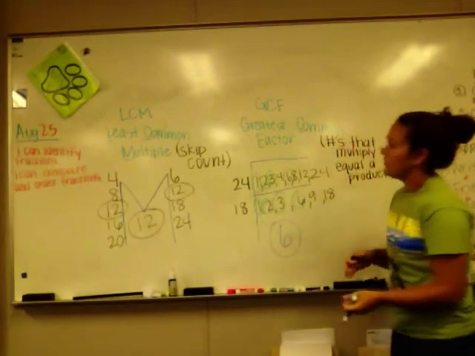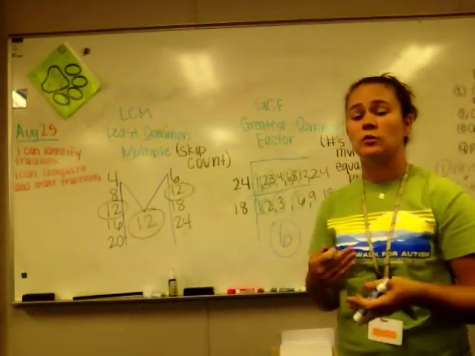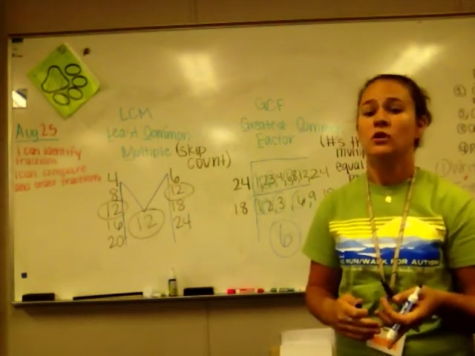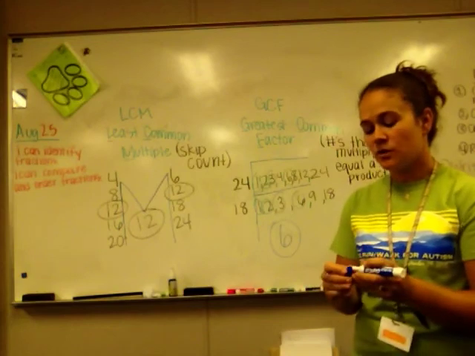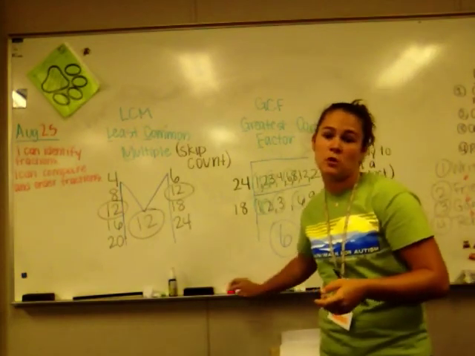Okay? So my least common multiple of 4 and 6 was 12, and my greatest common factor of 18 and 24 was 6. Okay, so go ahead and fill out your sheet, and I will collect those from you tomorrow morning.